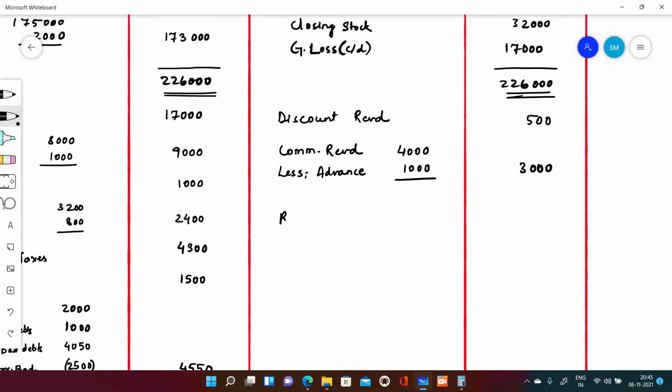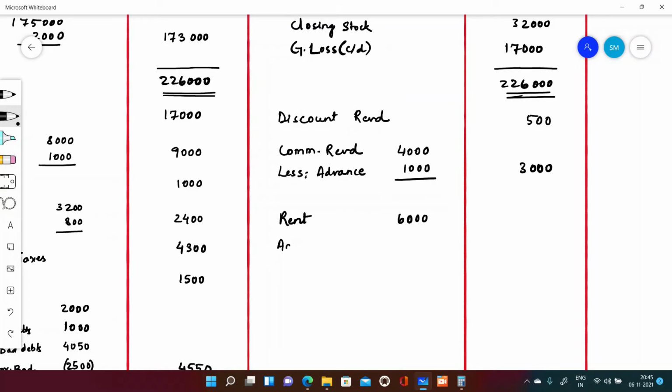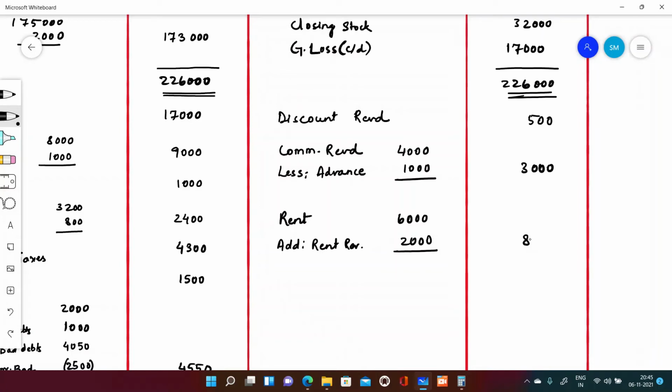Then anything else? Yes, rent is there. Rent is 6000. Now rent receivable they have given. That means that is your accrued income. The income has arrived, but you still have not received that rent. So what is the actual rent? That should be recorded in your books of account. That should be added, the accrued income or rent receivable. Okay, that is your 2000 rupees. So it comes to 8000.